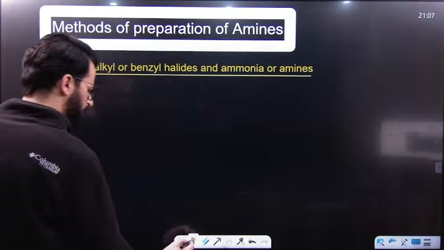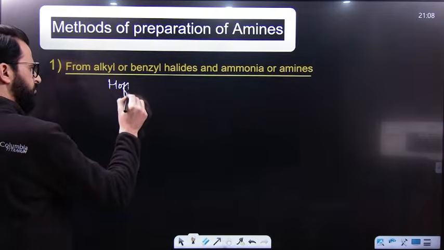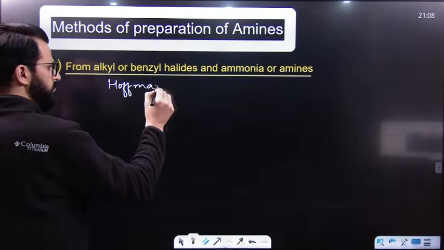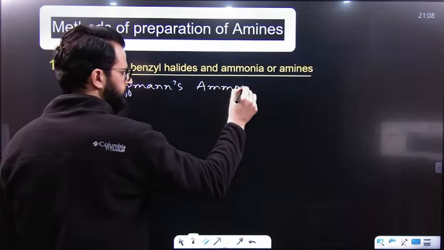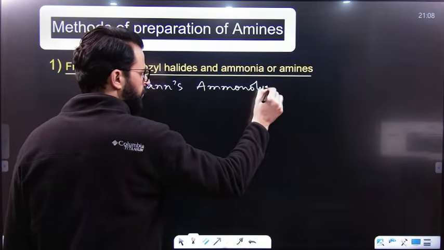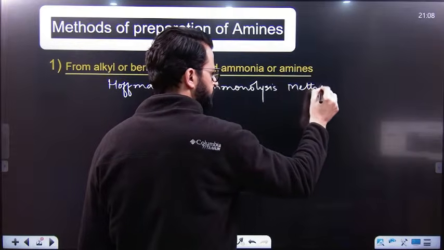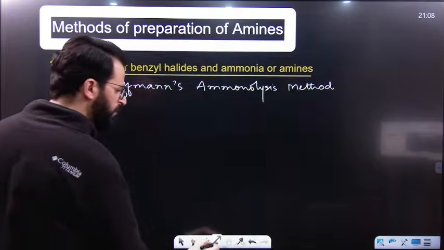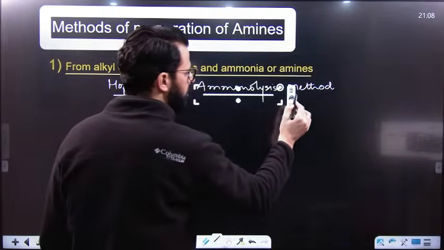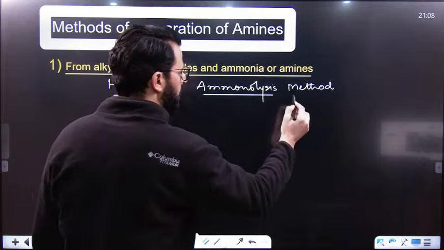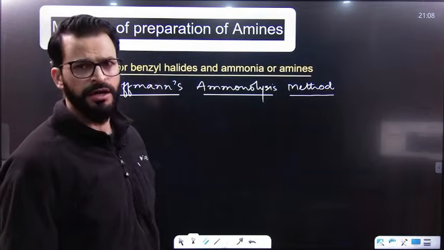That means this reaction is basically Hoffman's ammonolysis method. So what is this Hoffman ammonolysis method? It is simply the reaction of what we call alkyl halide or benzyl halide with ammonia or amine.